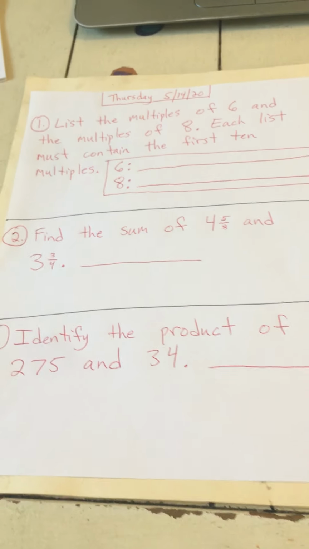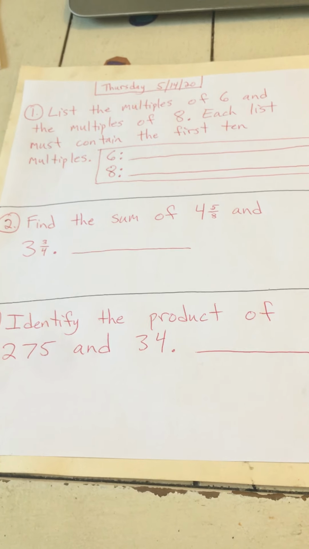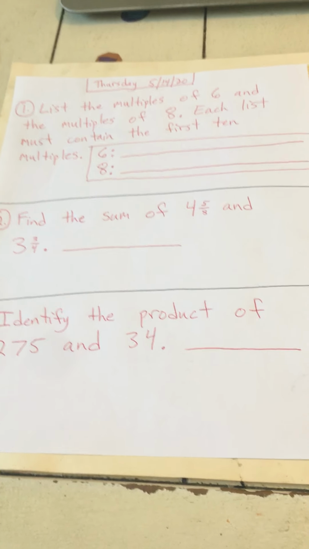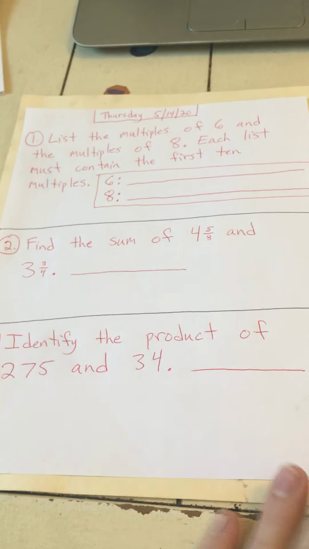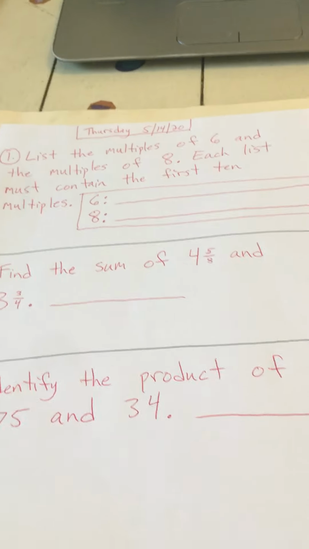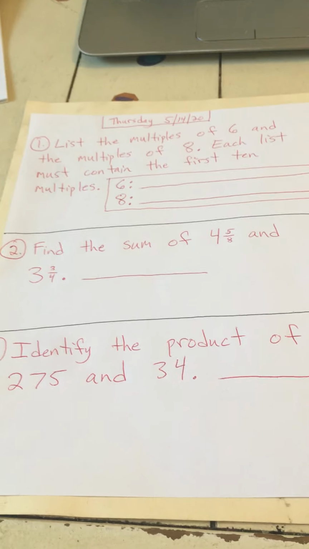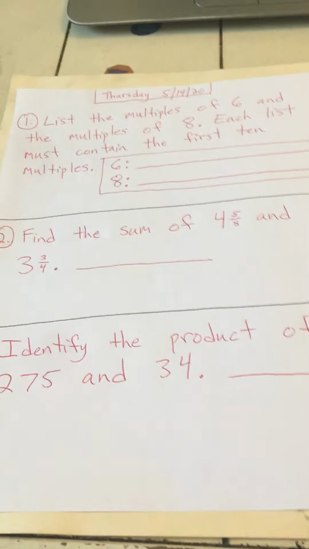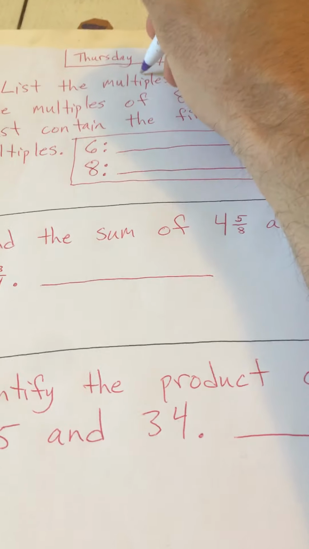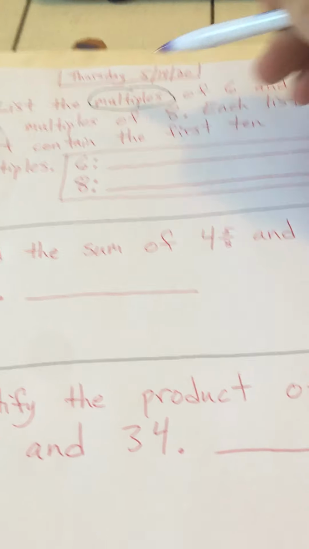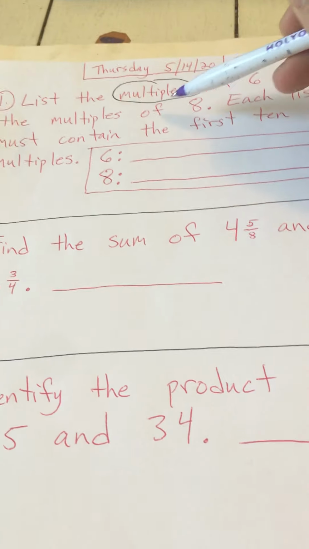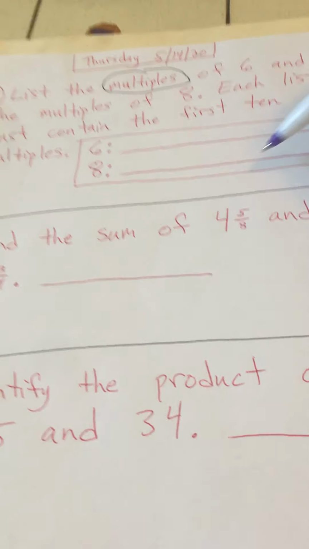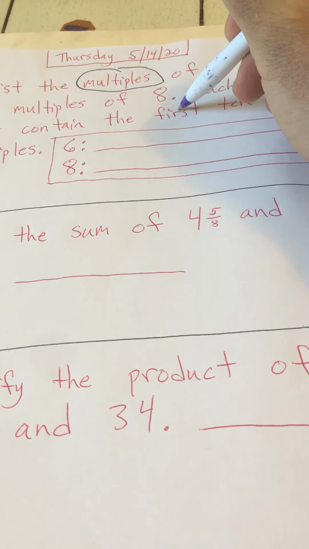Okay, so number one says list the multiples of 6 and the multiples of 8. Each list must contain the first 10 multiples. Okay, so this is a little bit of procedural math. We just want to see how well you know your multiplication facts. Multiples are numbers, so the multiples of 6 will be the numbers that 6 can multiply to get to. And the multiples of 8 will be the numbers that 8 can multiply to get to. So we need to list the first 10.